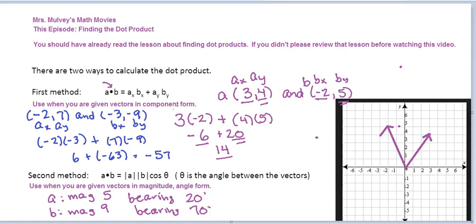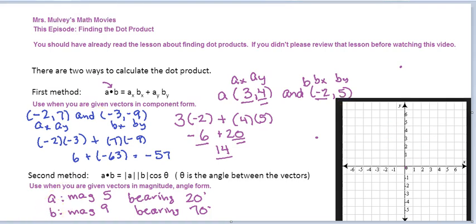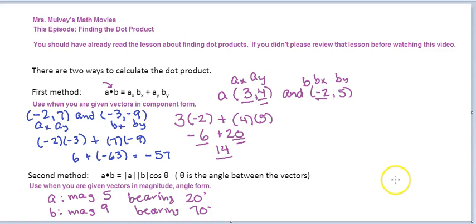we calculate the dot product this way. You multiply the magnitude of A. Remember, this does not mean absolute value of A. This means the magnitude of A times the magnitude of B times the cosine of the angle between them. The key is to find the angle between those vectors. And for that, you need a sketch.